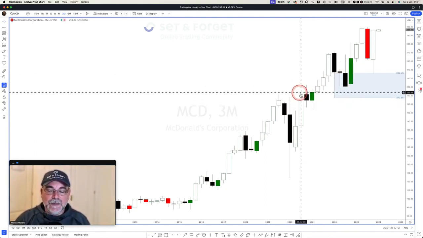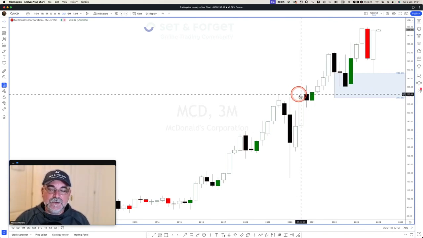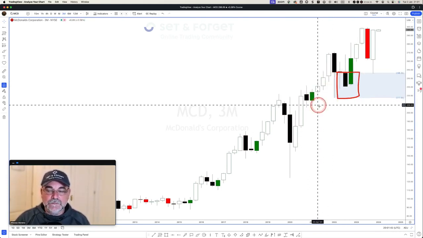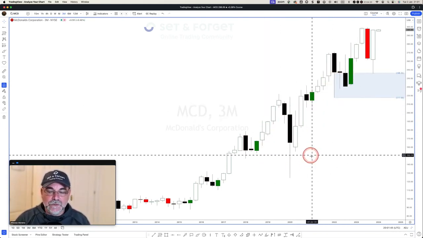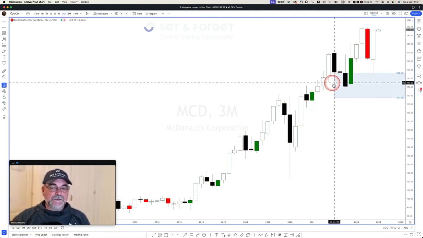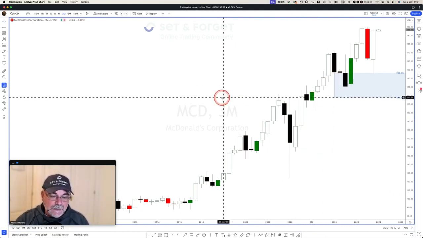If you ask anybody to draw an area of support on McDonald's, they are not going to do this. No way, my friend. No way. So McDonald's is great. Another one, I see the list there. So these are great trade opportunities.